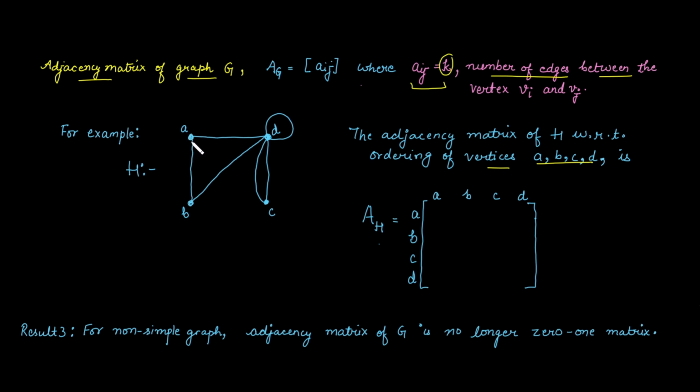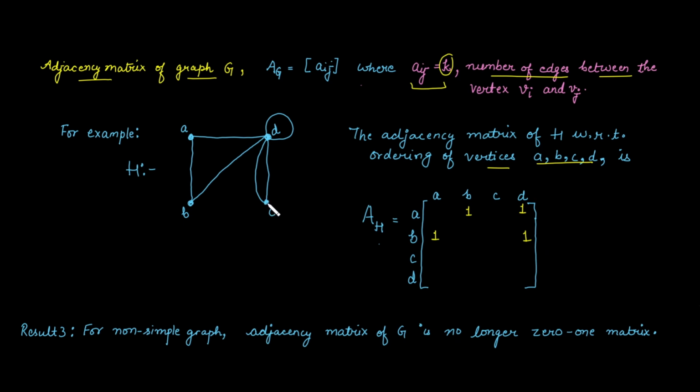Or you can go with the second procedure. A is adjacent to D and B, so this entry is 1. Next, B is adjacent to A and D, so the corresponding column entries are 1 and the rest are 0.